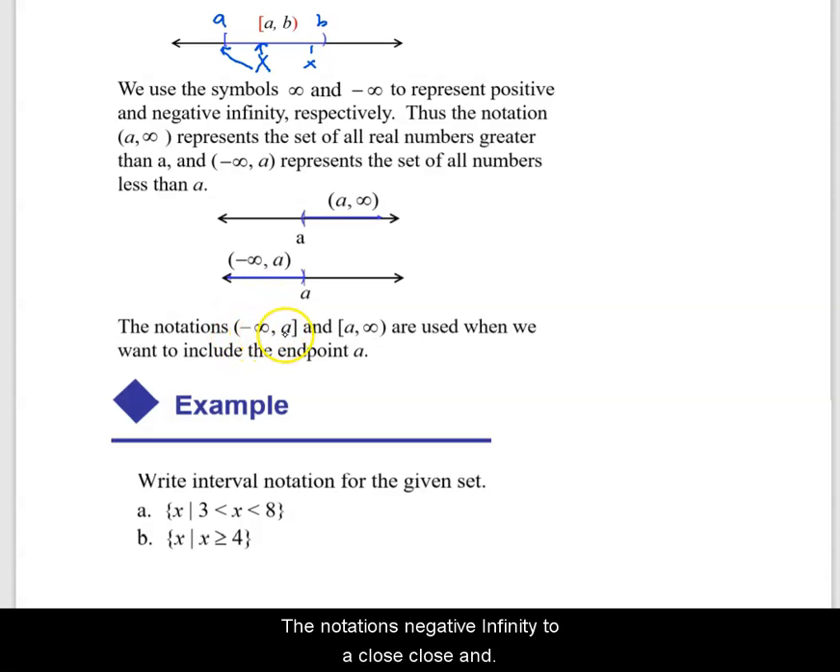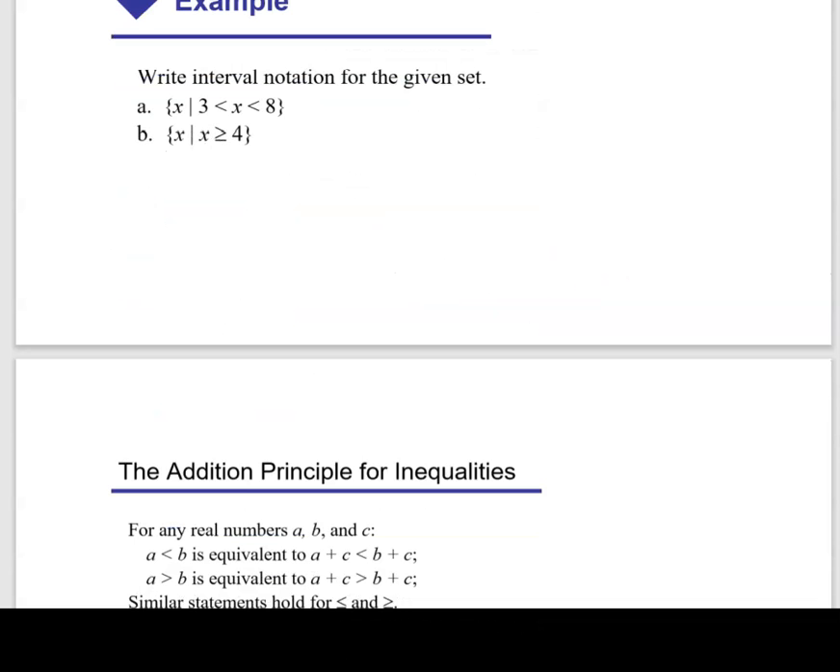The notations negative infinity to A with a closed bracket, and a closed bracket A to infinity are used when we want to include the endpoint. In other words, it could be equal to A. And we're going to work several examples to help you wrap your mind around this.